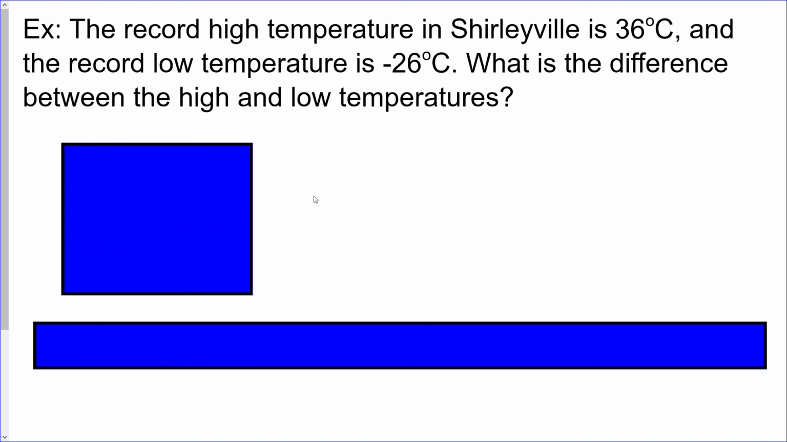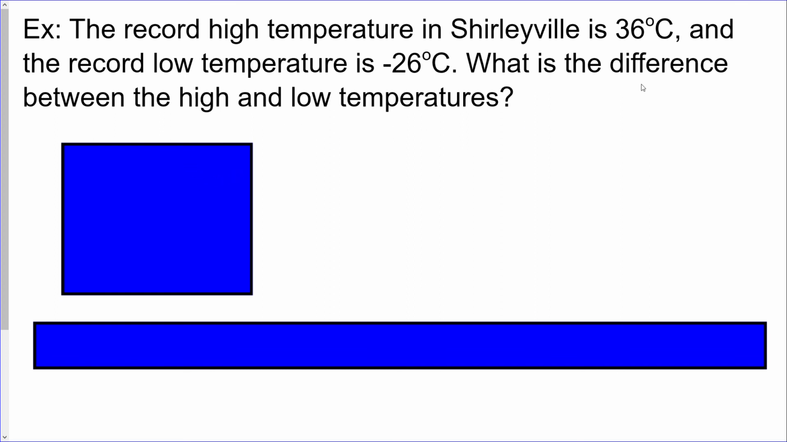Okay, and then to finish off, we're just going to do a bit of a word problem here just to see a real world example of when this might happen. Okay, someday this will be a real world example when Shirleyville actually exists. It will happen. Okay, so the record high temperature in Shirleyville is 36 degrees Celsius, and the record low temperature is negative 26 degrees Celsius. What is the difference between the high and low temperatures?